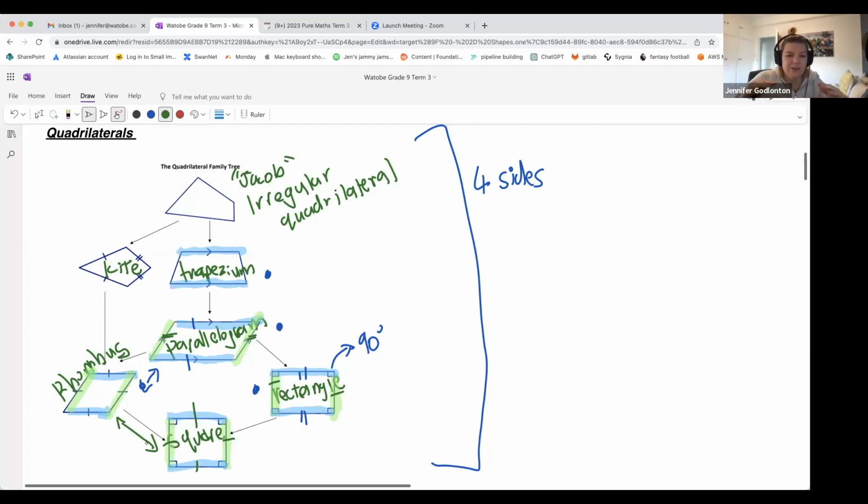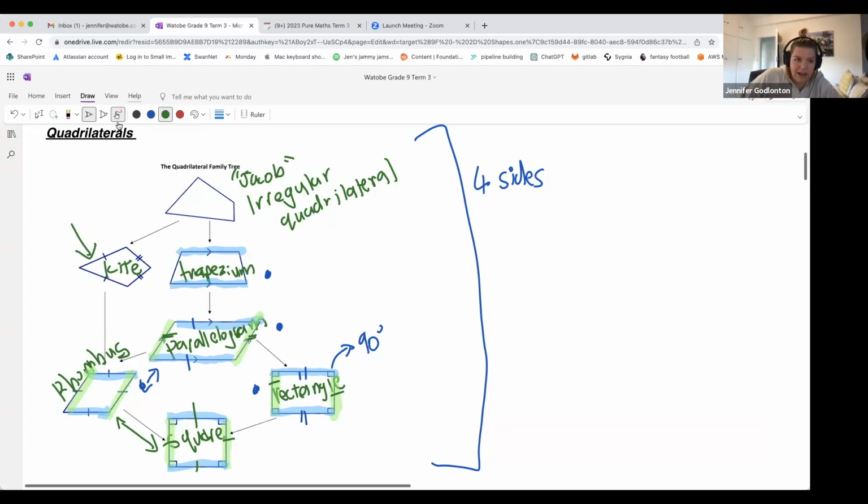And as you move down the family tree, they become more and more and more specific. Like they take more and more and more characteristics on. Our trapezium only had this one pair of parallel sides. Then our parallelogram had two pairs of parallel sides and equal angles. And then as we move down to our square, it's got everything. It's like our most evolved of the quadrilaterals. Okay. And the one that we haven't spoken about yet is the kite, but we're going to talk about the kite a little bit more now.